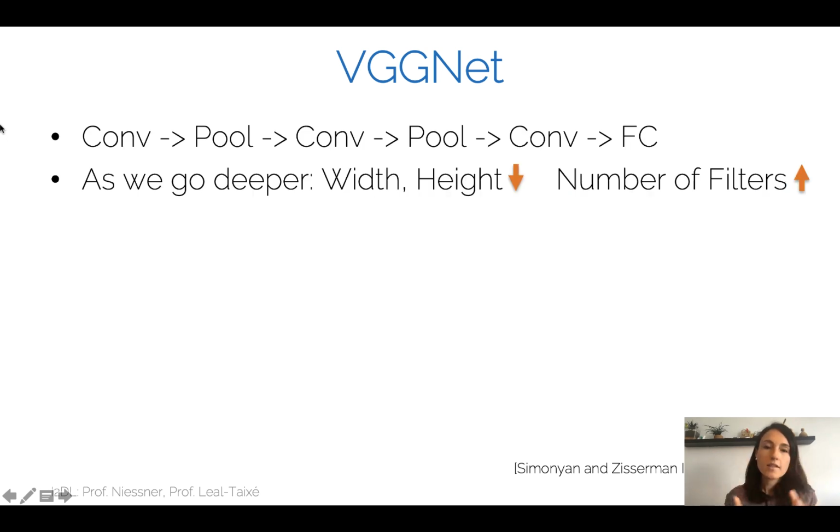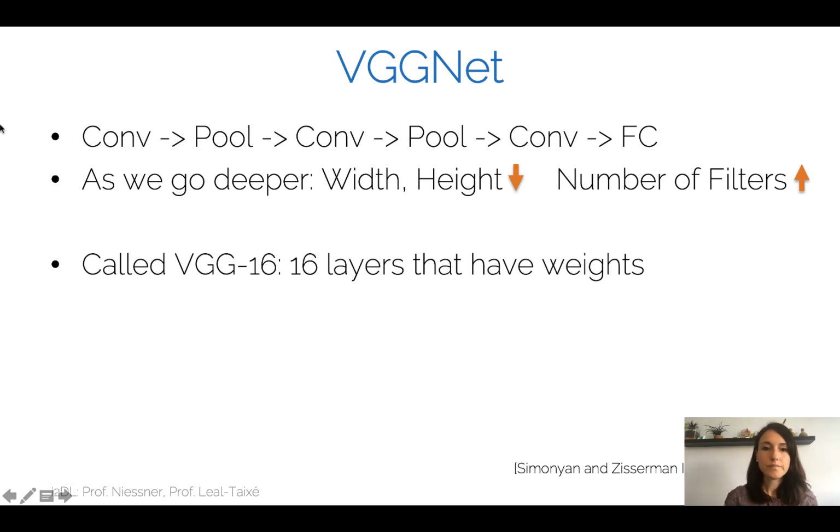So again, this architecture follows the paradigm convolution pooling. As we go deeper, the width and the height, the spatial resolution is reduced and the depth is increasing. And there are several VGG architectures. You might hear names like VGG16, and this indicates the number of layers that have weights. So in VGG16, there are 16 layers that contain weights.